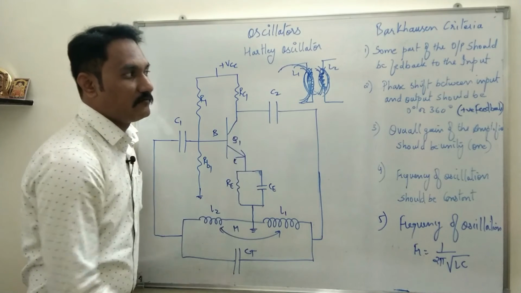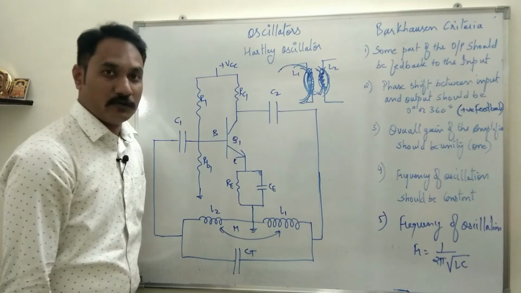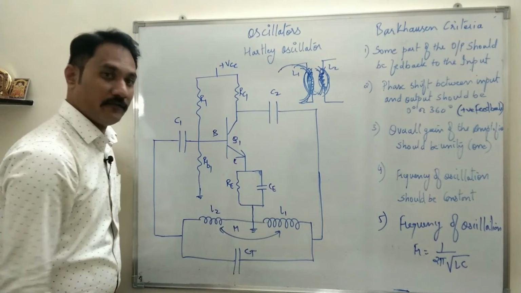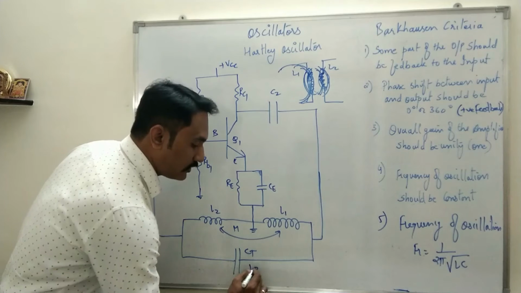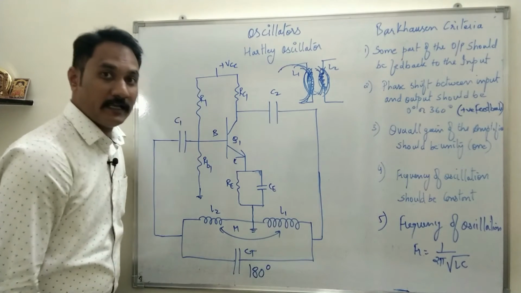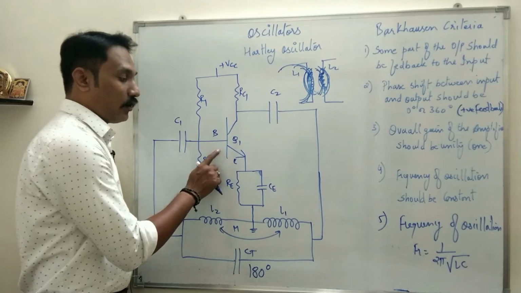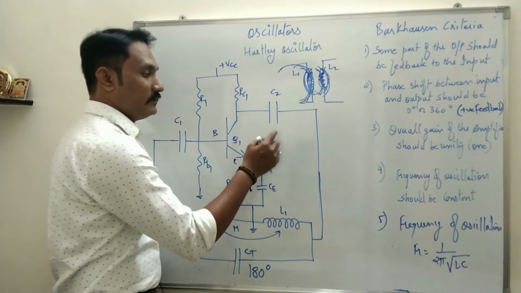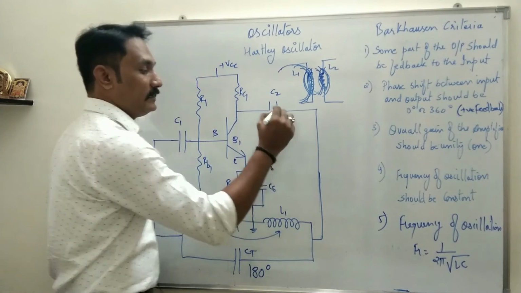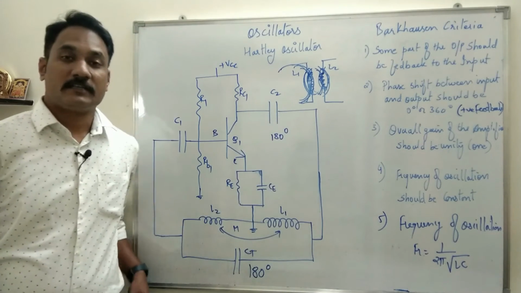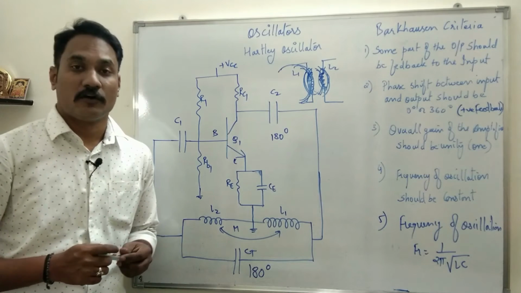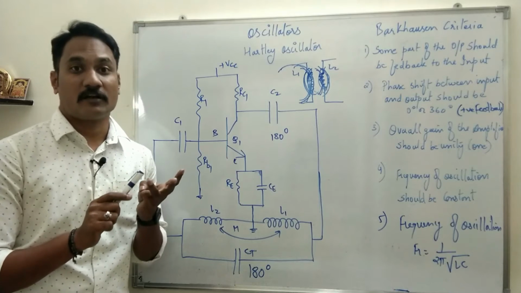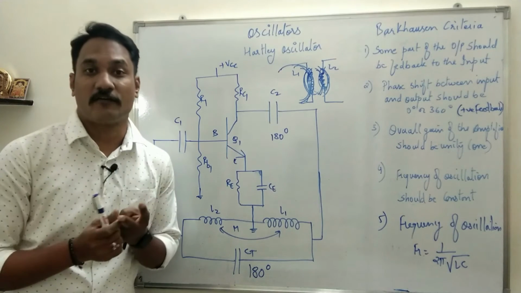Second, the total phase shift between input and output should be 0 degree or 360 degree. A tank circuit, when connected as a feedback factor, provides an overall phase shift of 180 degree. And this is a common emitter configuration. In common emitter configuration, the phase shift between input and output is 180 degree. If you remember, when we studied transistors, we studied three configurations: common base, common emitter, common collector. In that, common base and common collector have 0 degree of phase shift.